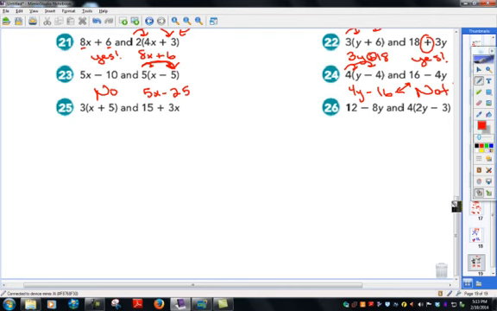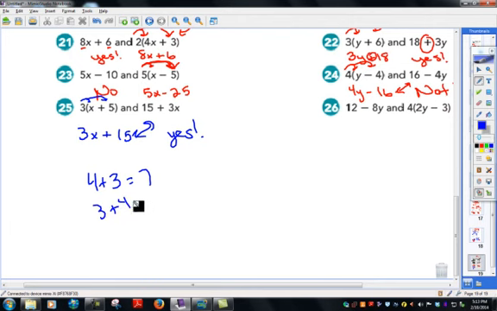Okay, here we go. Do these last two and we'll be done. We've got to distribute this. 3 times x will be 3x, plus 3 times 5 is 15. Are those the same? Yes, of course they are, because of the commutative property of addition. You can move them around. Again, 4 plus 3 equals 7, and 3 plus 4 equals 7.